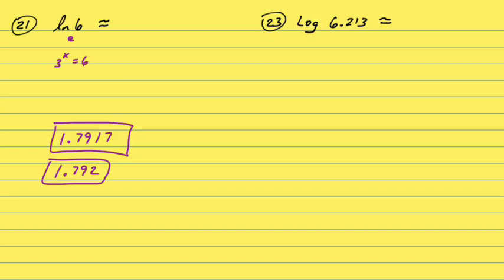Excuse me, 23 is a common log. So I'm going to hit LOG of 6.213, and this is going to give me 0.7933. So again, these are just punching it into your calculator.